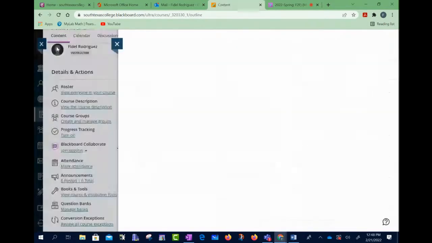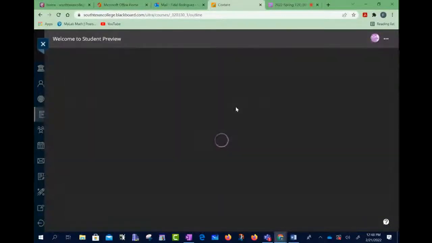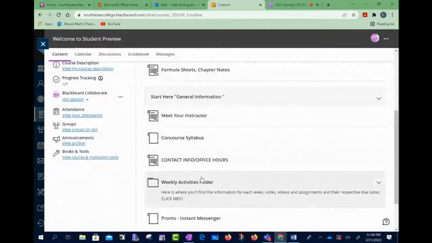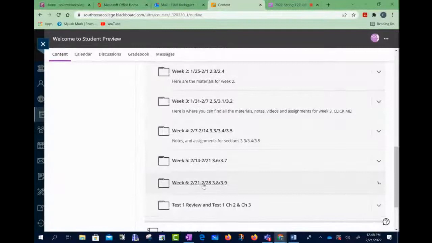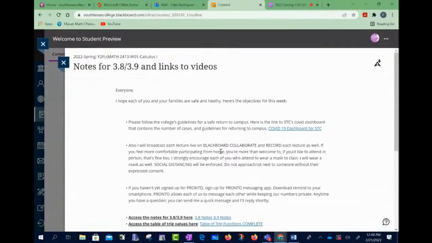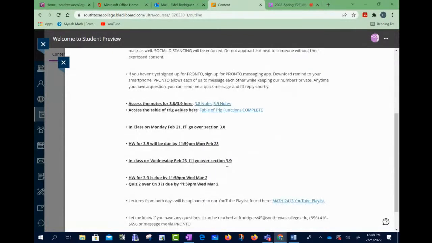So let me put it from the student perspective so that we can see what it looks like from your point of view. Here we go. Weekly activities folder. So we are in week 6. So today we're going to do 3.8. The homework will be due a week from tonight. Wednesday we'll do 3.9. The homework will be due a week from that day.